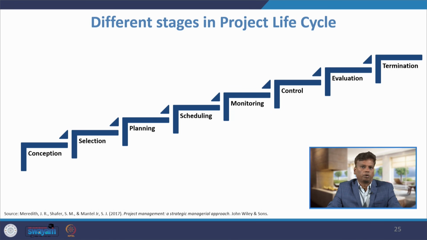Now, we will discuss the project life cycle. There are different stages for completing a project. The first stage is project conception, next is project selection, then project planning, then project scheduling, then monitoring, control, evaluation and termination.